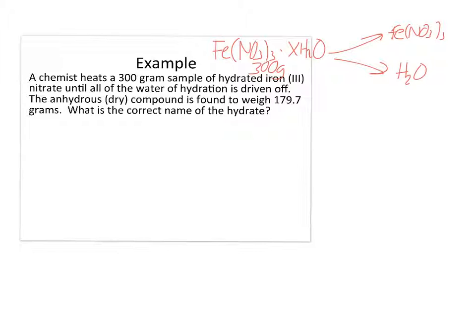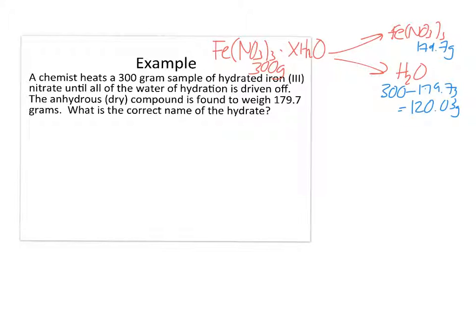It says that when we weighed it after we heated it, that anhydrous compound weighed 179.7 grams. So how much does the water weigh? Well, if you remember the law of conservation of mass, the reactants should be the same as your products. Now there's not actually any reactants or products here, because this is a physical change, but we can see what the mass should equal. So we just take 300 minus 179.7 grams, and what we get is 120.03 grams of water. So here we have our starting point of our anhydrous salt and our starting point of our water.